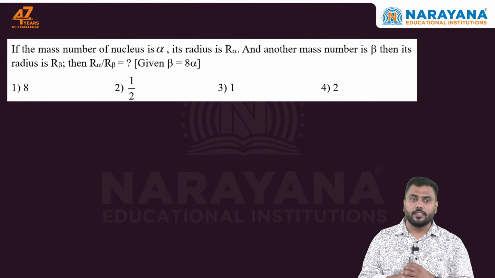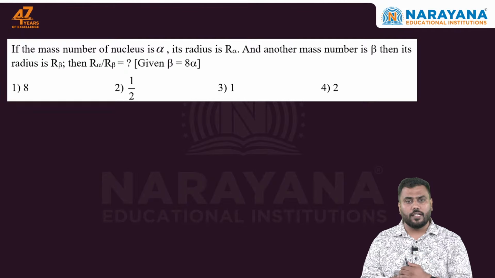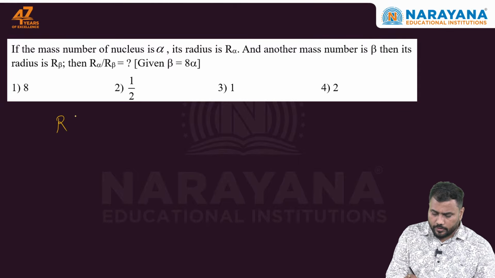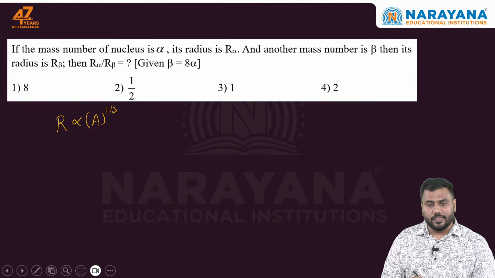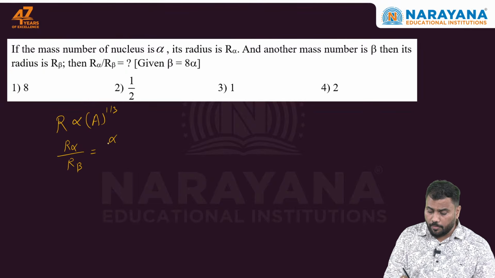What is the question saying to us? If the mass number of a nucleus is alpha and its radius is r alpha, another mass number is beta and its radius is r beta, we need to find the ratio of r alpha to r beta. You must be knowing that the radius of a nucleus is proportional to the cube root of the mass number. So radius of alpha divided by radius of beta has to be the mass number of alpha divided by the mass number of beta, cube root of that.